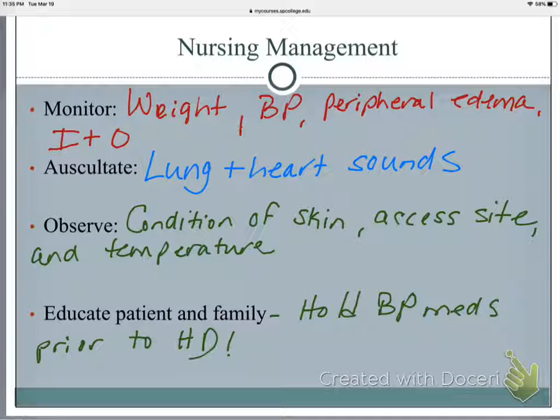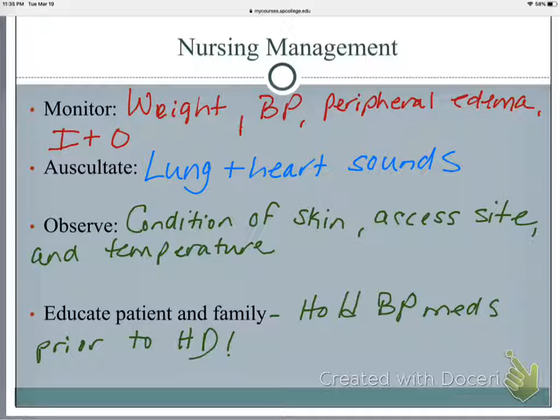So before dialysis, we are going to hold our blood pressure medications. A lot of times they get dialyzed out anyway, but you're already taking off all this fluid. That's the whole point of dialysis, to remove the fluid and all your waste products. So if you lose all this fluid, you're going to bottom out your blood pressure, and you're going to be hypovolemic when you get back. That's almost expected.